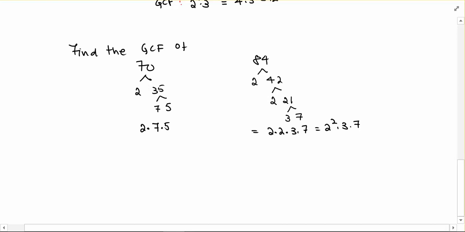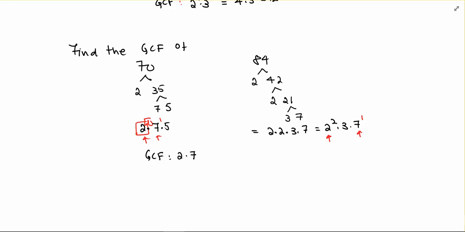Okay, so let's find the GCF. You look at the number 2, they both have a 2, least power is 1, so the GCF is going to have a 2 in it. Let's move on to the next number, 7. There's a 7 here and a 7 here, least power is 1, so 7. Next, look at the 5, it's not in common. Look at the 3, it's not in common, so the GCF is 2 times 7, or 14.